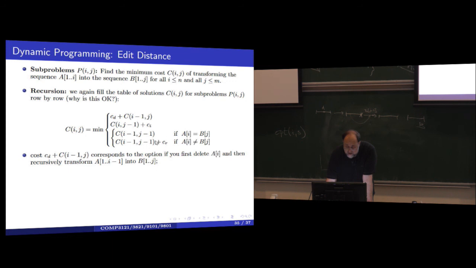Or here, if the last element is different after you finish the transformation from A up to I minus 1 into B up to J minus 1, then you simply swap the very last element AI, you replace it with BJ to get BJ. And of course, you take the cheapest of all the costs. And this is your recursive solution for I plus 1.